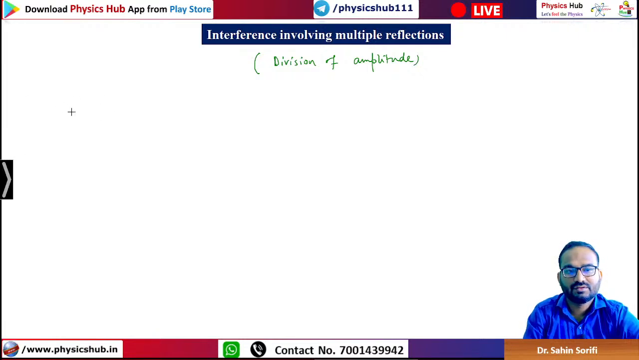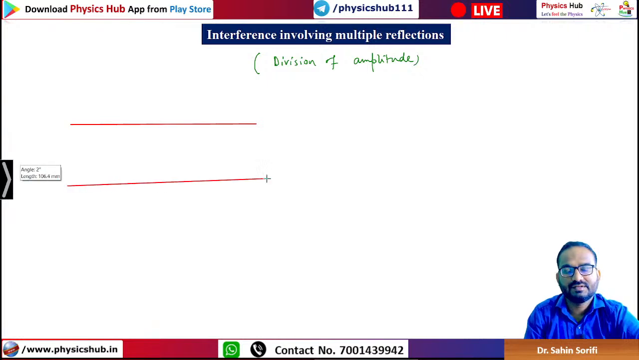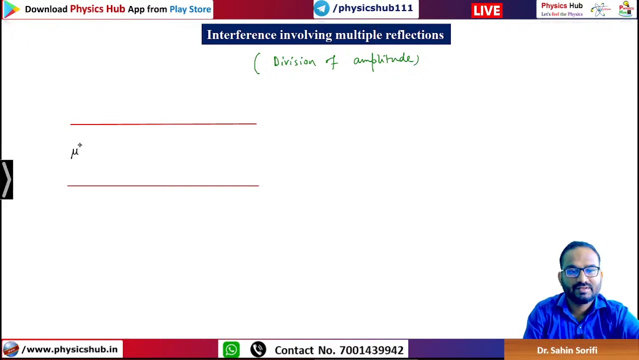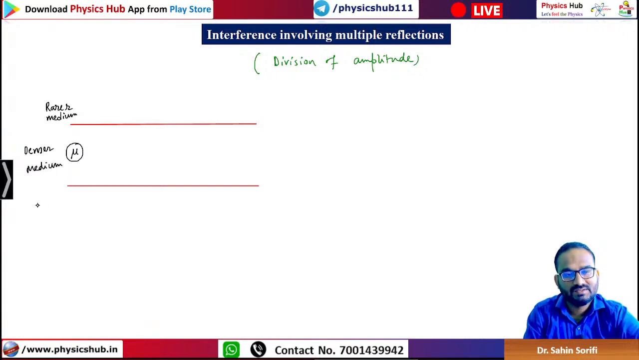Let me just draw this figure for you once again. Let's say this is a thin, parallel film. The film inside has a refractive index of mu. Let's say the medium above is a rarer medium. Obviously the film will be a denser medium, and below it is again a rarer medium.